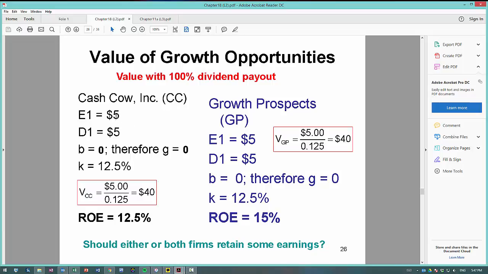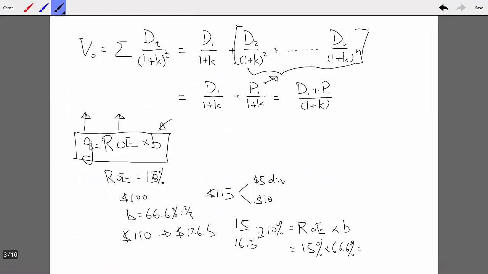Okay, and let's say they earn, so earnings are $5, and then they pay all of it out as a dividend, $5. So B is the retention rate. So B, you retain 0, and therefore G, the growth would be 0, because of this simple formula here that I just wrote down.